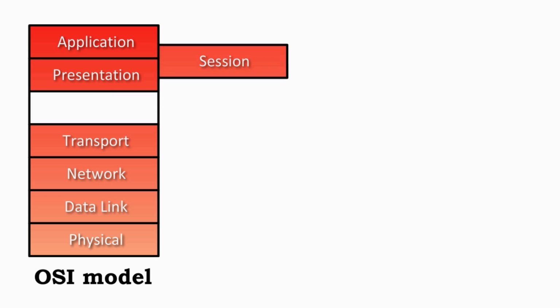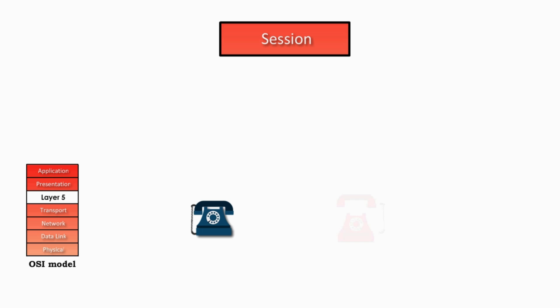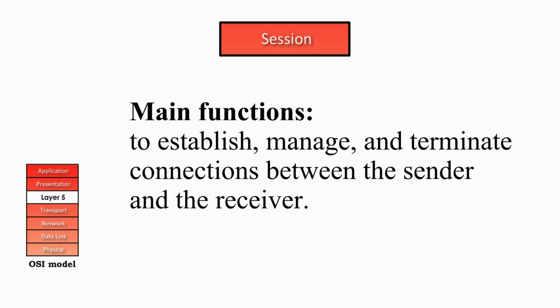Layer 5, session layer. The best example to explain this layer is a telephone call in which first you establish the connection, then start a conversation, and then terminate the session. Thus, the major function of this layer is simply to establish, manage, and terminate connections between the sender and the receiver. Without this layer, the data would not go any further.